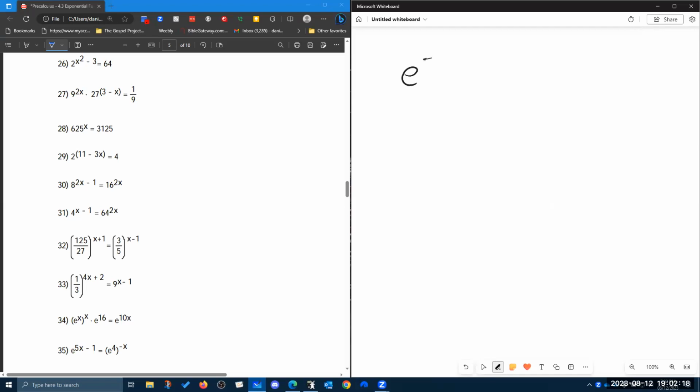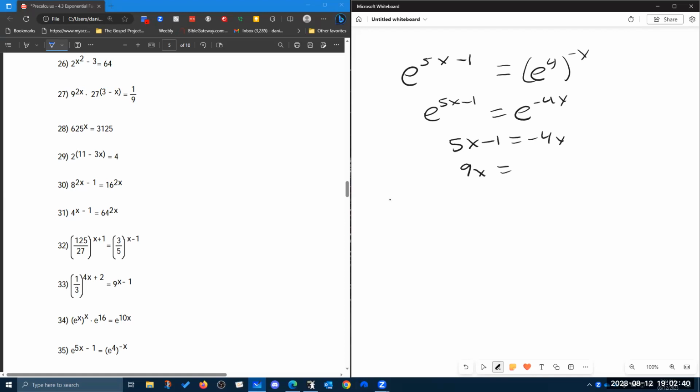e to the 5x minus 1 equals e to the 4th raised to the negative x. So e to the 5x minus 1 equals e to the negative 4x. 5x minus 1 equals negative 4x. 9x equals 1, and x is equal to 1/9.